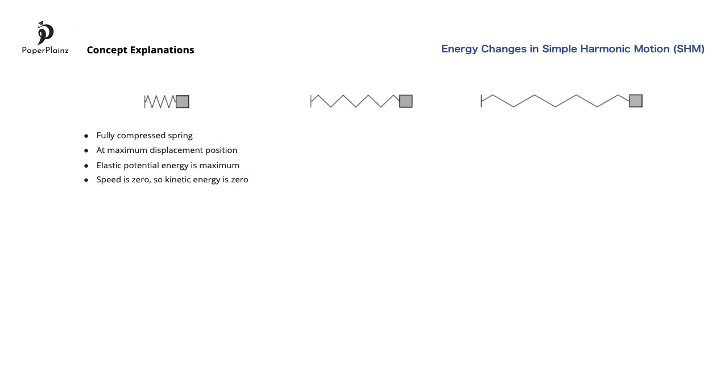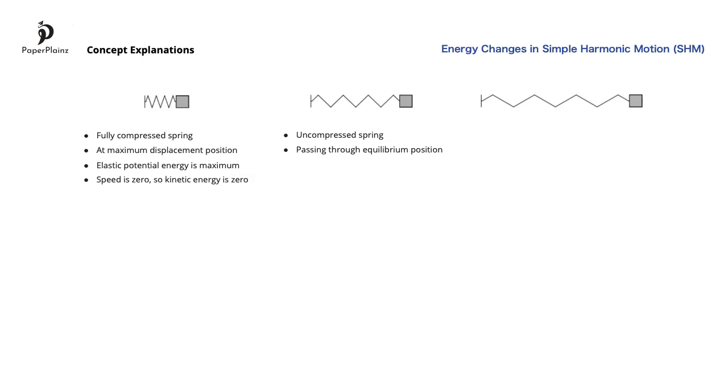Then, the spring starts to decompress, and the object starts moving to the right. During this, the elastic potential energy stored in the spring is converted into the kinetic energy of the object. At some point, the spring reaches a position where it's uncompressed. At this moment, the object is passing through the equilibrium position.